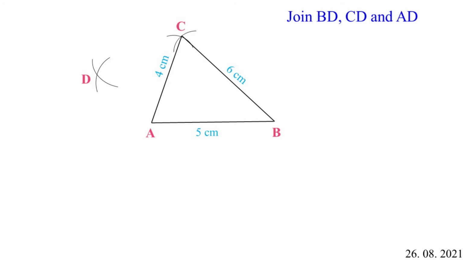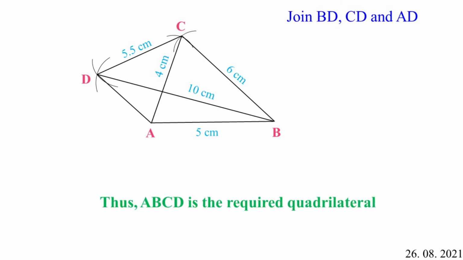Now join BD, CD and AD. Now join B and D. You get the segment BD 10 centimeter. Now join C and D. You get the segment CD 5.5 centimeter. Now join AD and you get the segment AD. Here ABCD is the required quadrilateral.